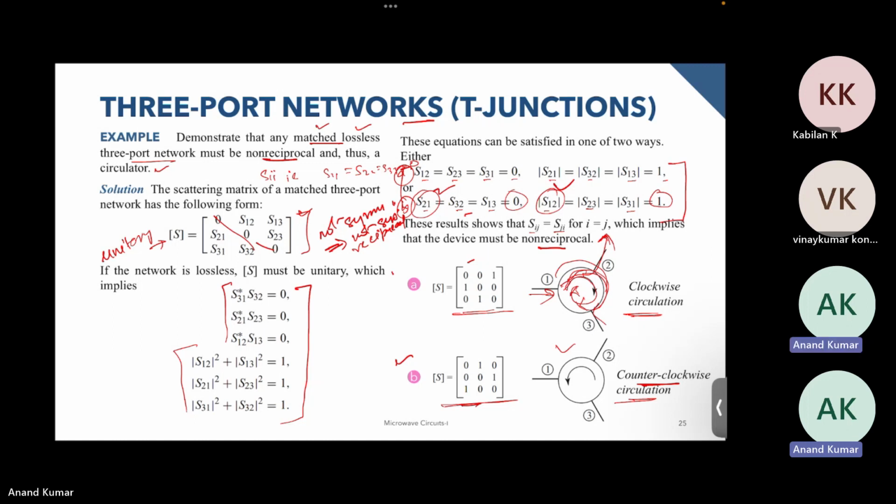So we showed that we took the S matrix. We had matched ports, so we made the diagonal elements 0, and then it was lossless. So we put the unitary matrix conditions, and then we showed that it can be satisfied in either of these two ways only. And for that case we had Sij not equal to Sji, which implied that the device must not be reciprocal, must be non-reciprocal.